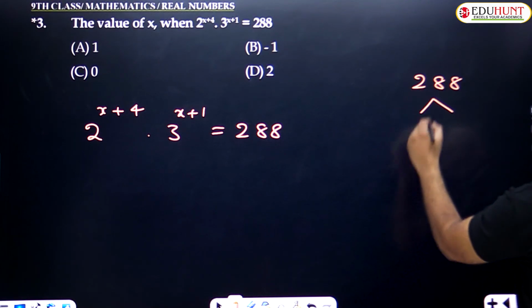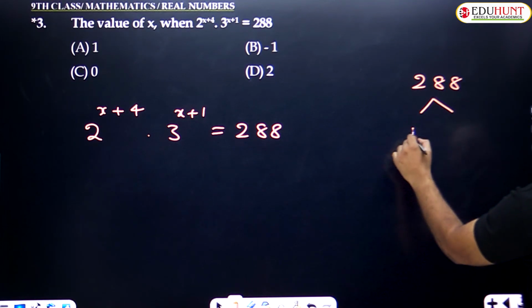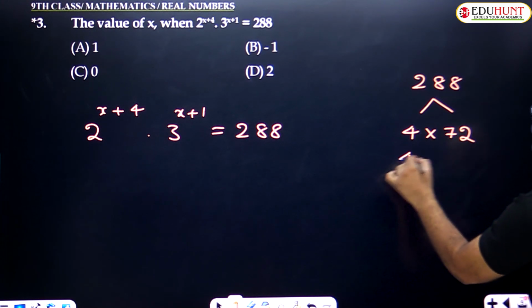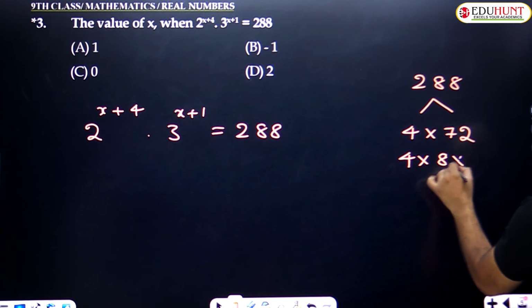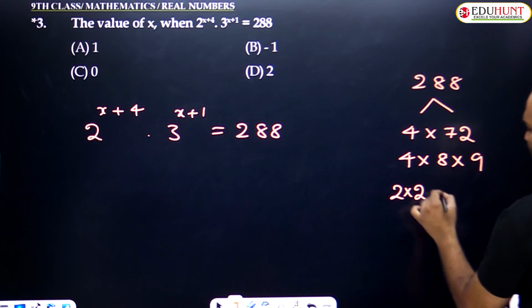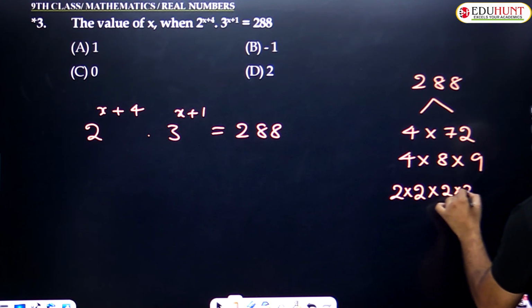So what I am taking here is directly, exactly divisible by 4. 4 7s are 28, 4 2s are 8. Again 72 can be written as 8 into 9. So all are converted into prime numbers. 4 can be written as 2 into 2. 8 can be written as 2 into 2 into 2, three 2s.